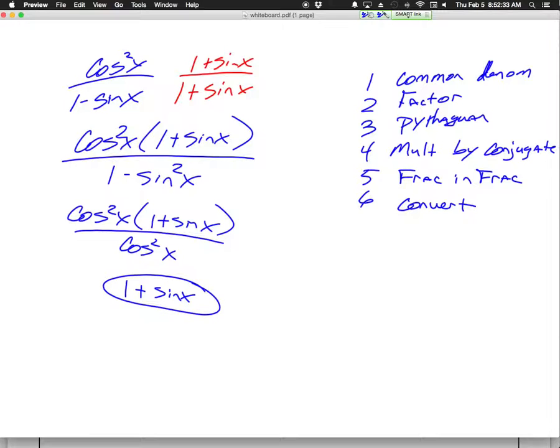Now, how do I know I'm done when I get to 1 plus sine of x? I can't do any of those 6 up there on the board. Okay. Next one. So if you end up multiplying by a conjugate, like your answer will be... Okay. That would be convenient. That would make math too easy.